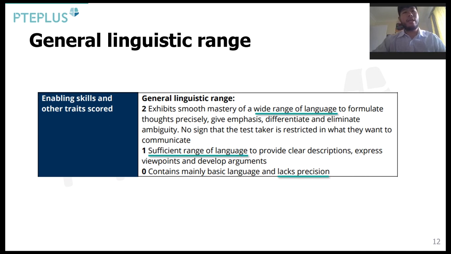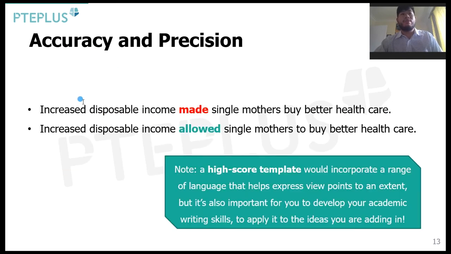So obviously we can see here a key area that's popping out at us is accuracy and precision. So precision, precision, precision. So what is accuracy and precision? Let's have a look at these 2 examples. Increased disposable income made single mothers buy better healthcare. Increased disposable income allowed single mothers to buy healthcare. So because we're more precise with the language, made is very general. We can make anything, right? This was made, that was made, but allowed is more specific, and it's here allowed makes more sense. So that's an example of more precise language.